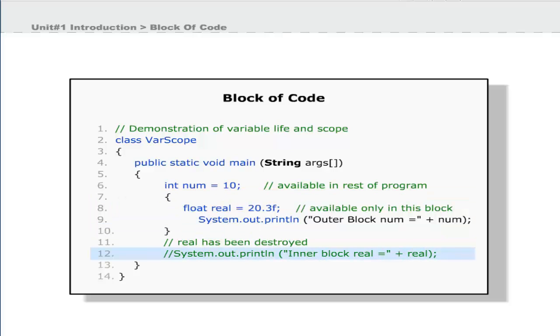If you remove the double forward slashes of line 12, the program will generate a compilation error because you are trying to access a variable that has been destroyed when its block was exited at line 10.